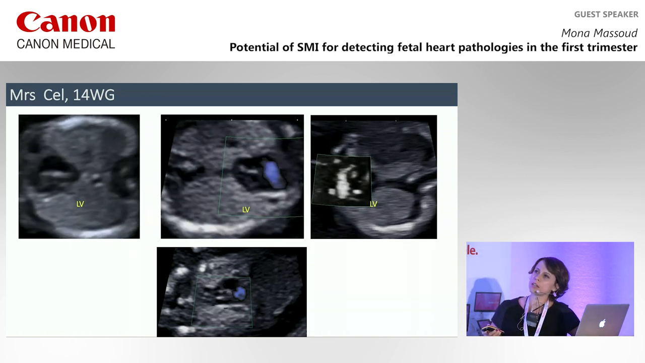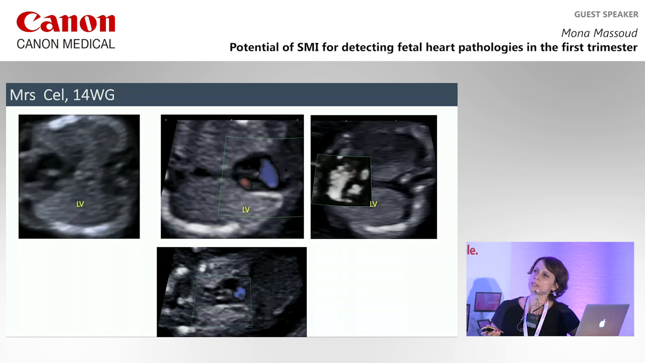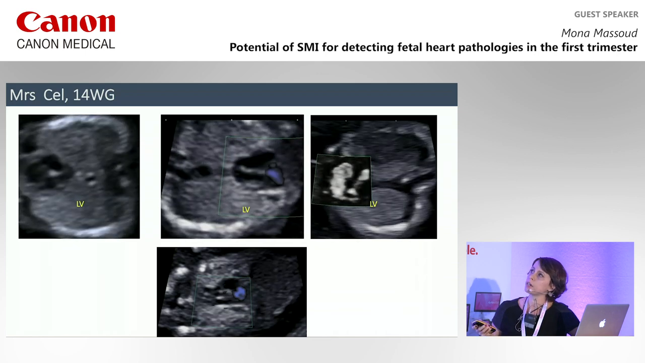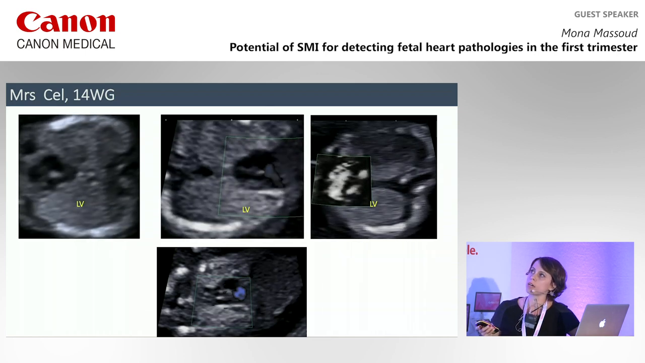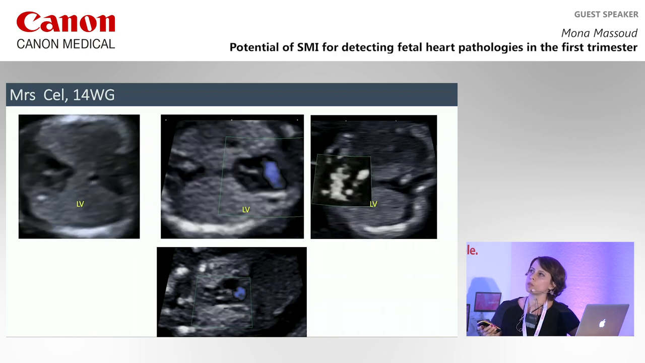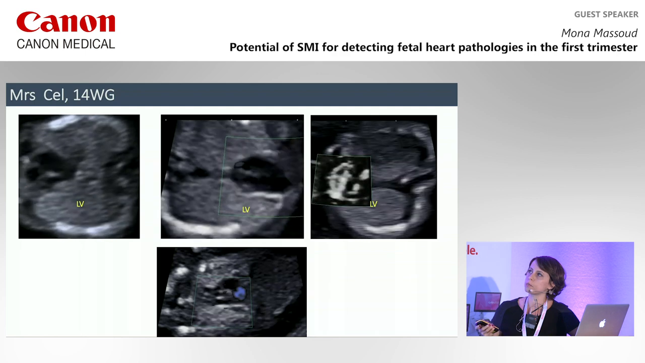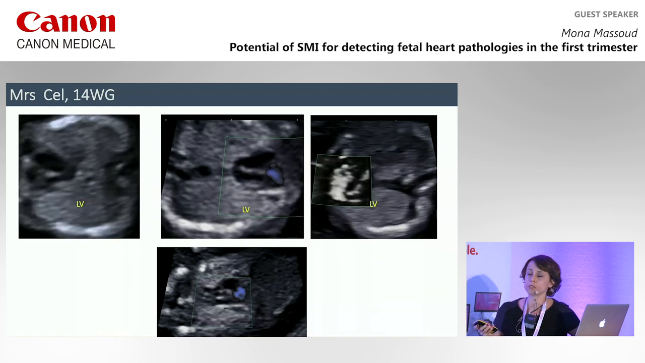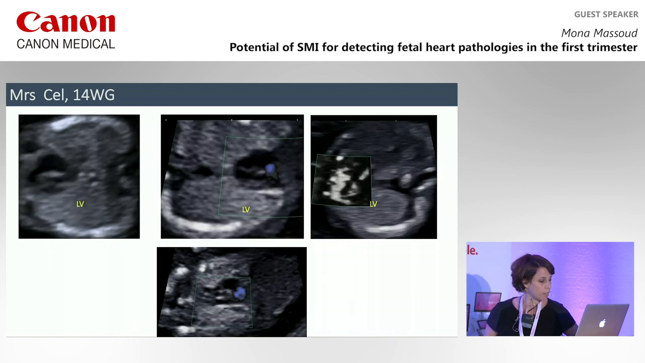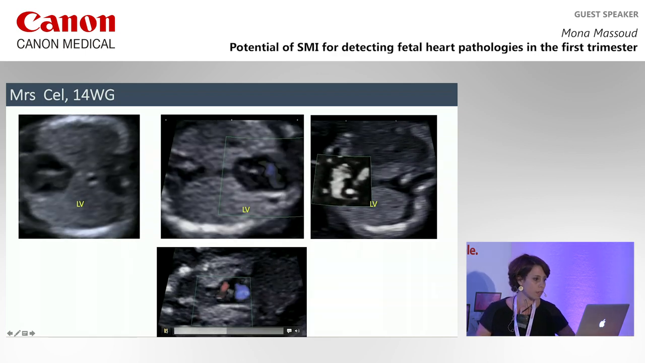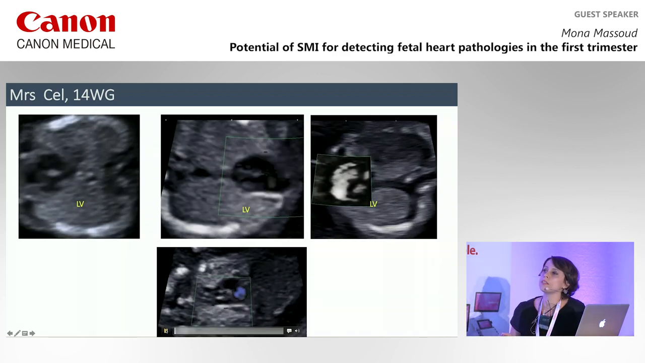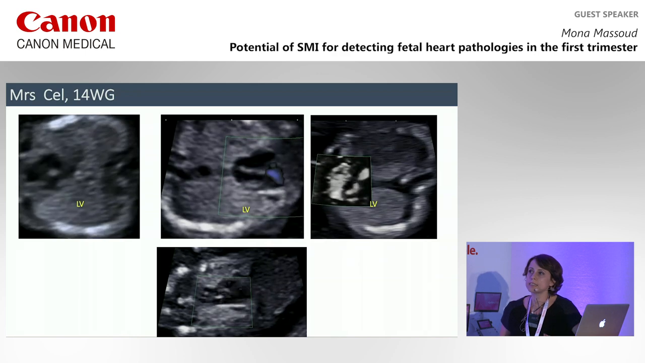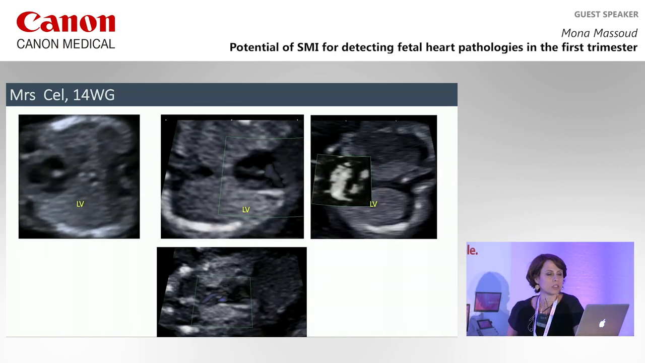So it's important to see that we can suspect the hypoplastic left ventricle on the 2D imaging. But here, with the regular color Doppler, we may say that there is no flow between the left atrium and the left ventricle. But with the SMI, we can see that there is a flow within the left cavities, and there is a flow within the aorta. So it's not really a hypoplastic left heart syndrome. It is a severe coarctation of the aorta.